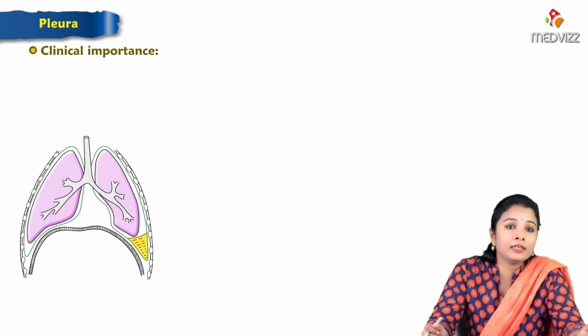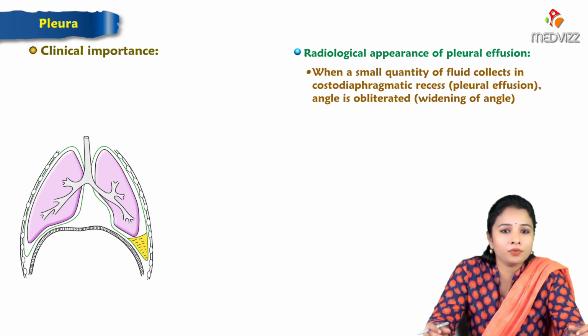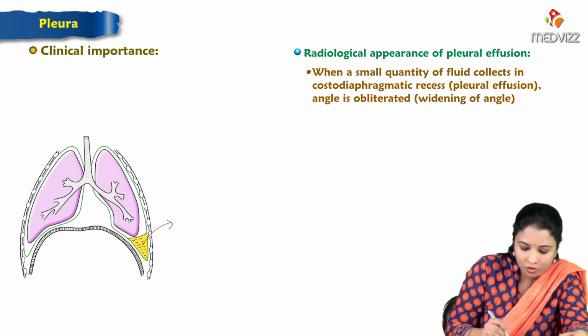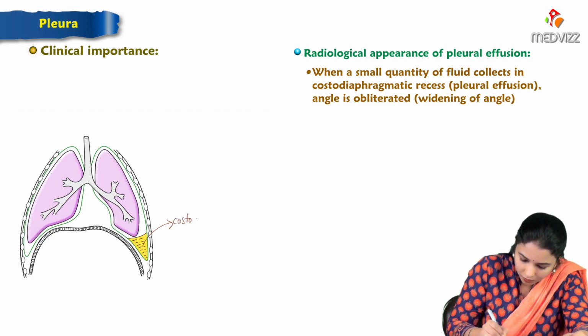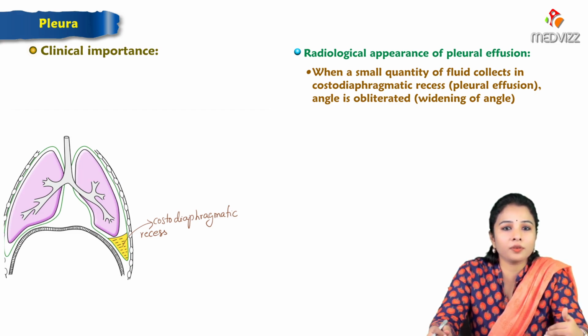Let's move on to the clinical importance of these recesses, and the radiological appearance of pleural effusion. If there is an excess amount of fluid in the pleural cavity, it is called pleural effusion. So when a small quantity of fluid collects in the costo-diaphragmatic recess, here the yellow colored structure is the collection of fluid. So we can see the collection of fluid in the costo-diaphragmatic recess, which is called pleural effusion.